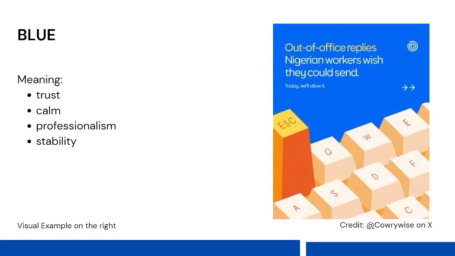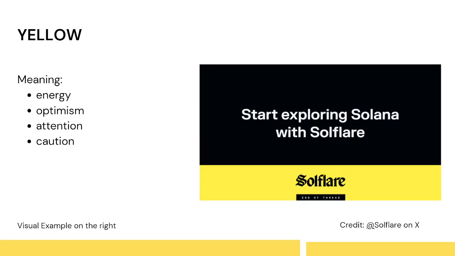We also have yellow. Yellow can mean energy, optimism. It can also attract attention, and it can also mean caution. And there's a visual example here on the right. This is for Souffle on X.